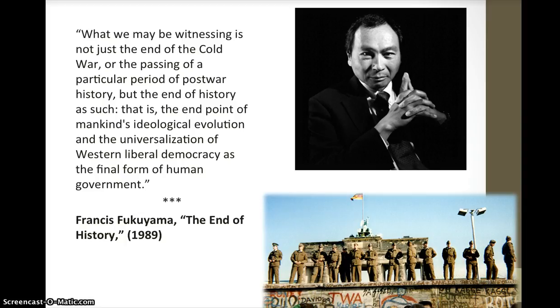What we may be witnessing, he said, is not just the end of the Cold War or the passing of a particular period of post-war history, but the end of history as such, that is, the end point of mankind's ideological evolution and the universalization of Western liberal democracy as the final form of human government.